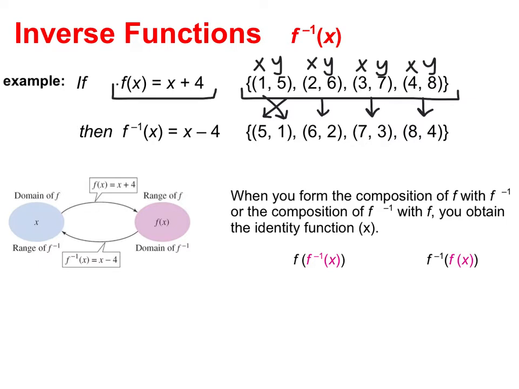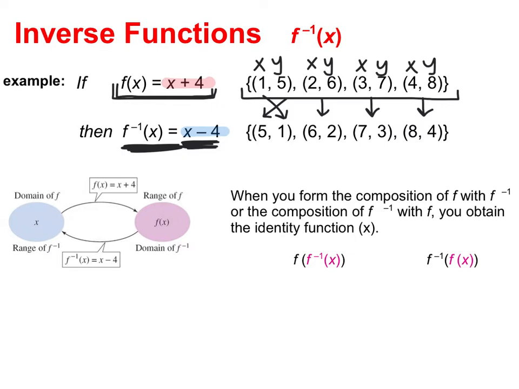And the inverse of that x plus 4 is just the opposite, because we've always used the word inverse for opposites, and it's x minus 4. So the inverse, f to the negative 1 of x, f inverse of x, is x minus 4. So pretty simple. If our original is x plus 4, our inverse is x minus 4.